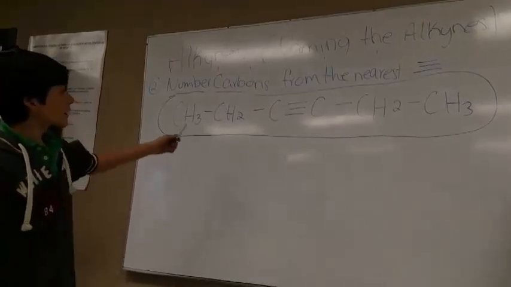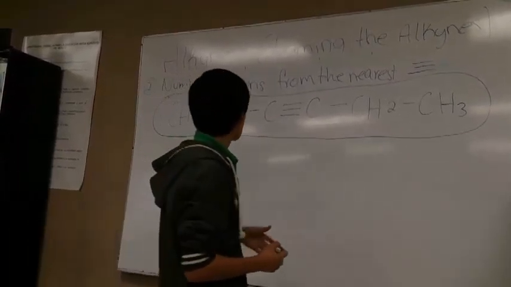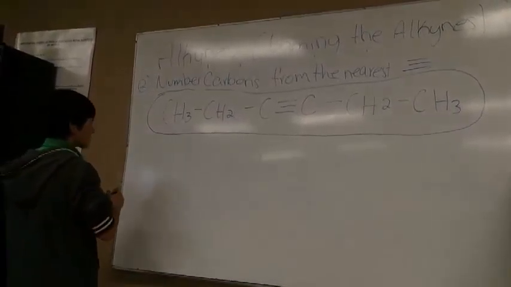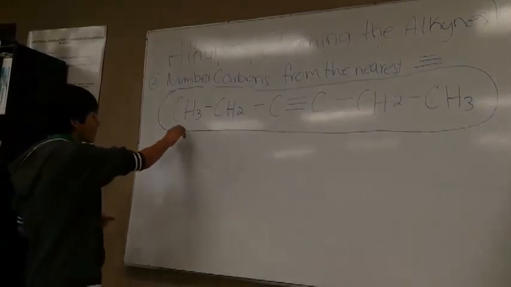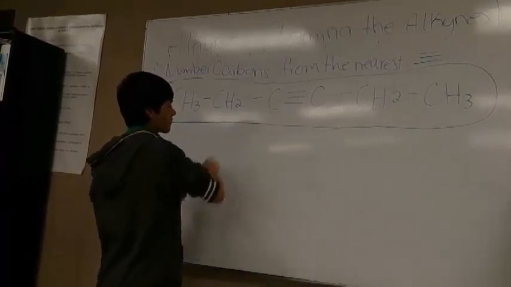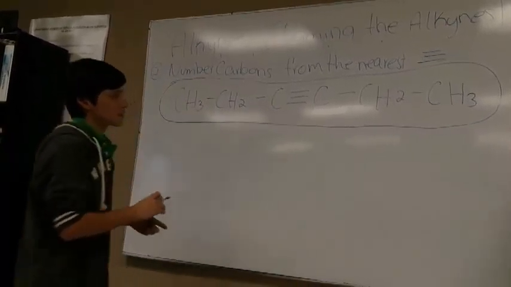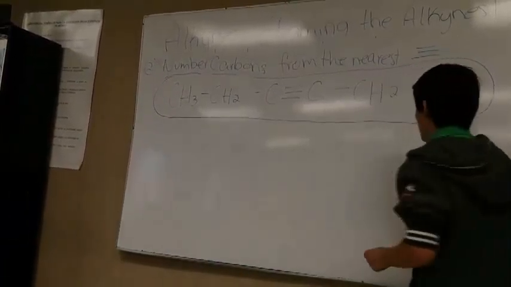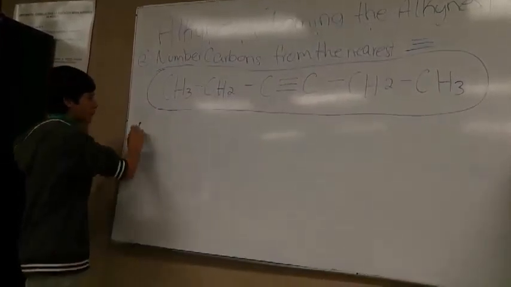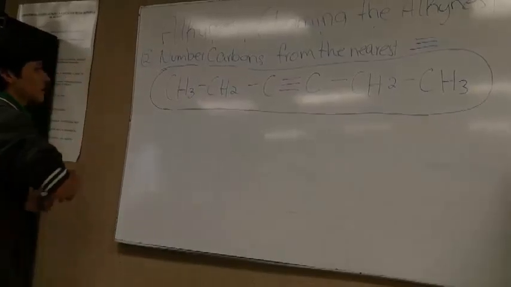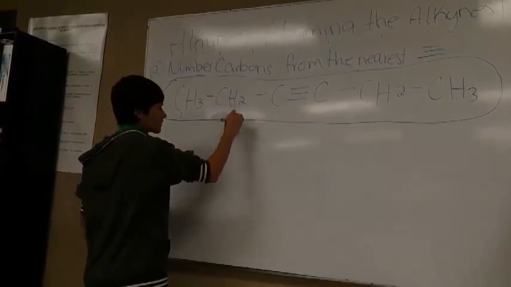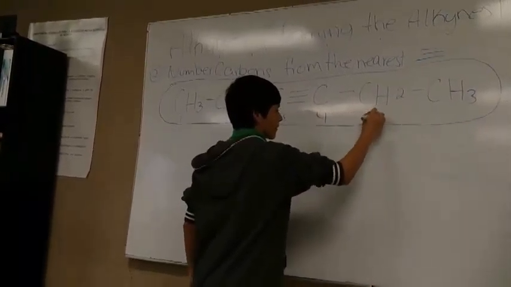So the second step, number carbons from the nearest triple bond. As we said, alkynes are the ones that contain at least one triple bond. So we can start from the nearest. If we count from left to right, it's 1, 2, 3, and in the third we have the triple bond. So let's count from the other side. Counting from right to left, we have 1, 2, 3. So it's the same from left to right as right to left. So let's start from this side. This is the first, second, third, fourth, fifth, and sixth.